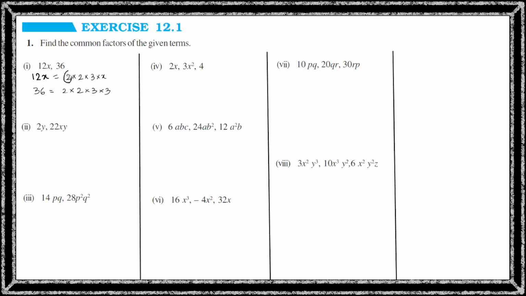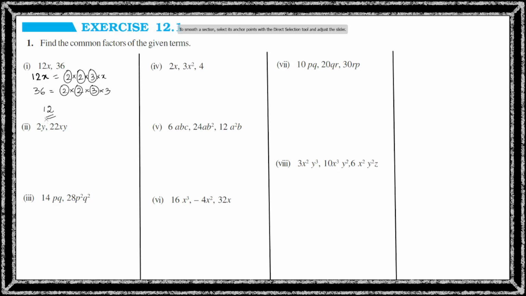I have 1, 2 is common. Another 2 is also common. And 1, 3 is common. That's it. So the common factor is nothing but 2 into 2 into 3, that is 12. So that is my common factor, right?